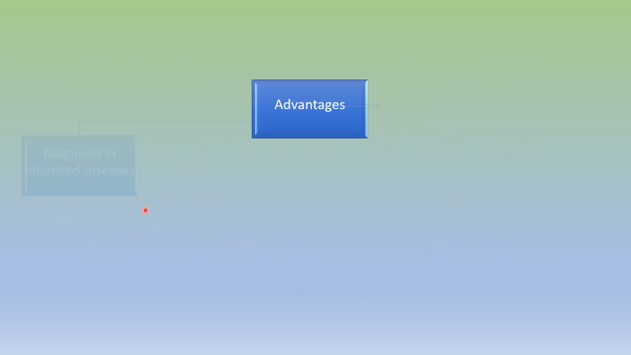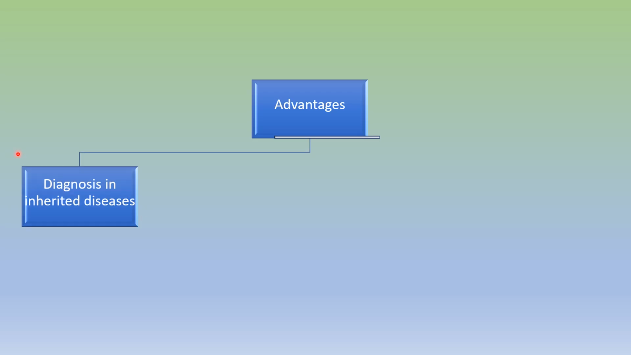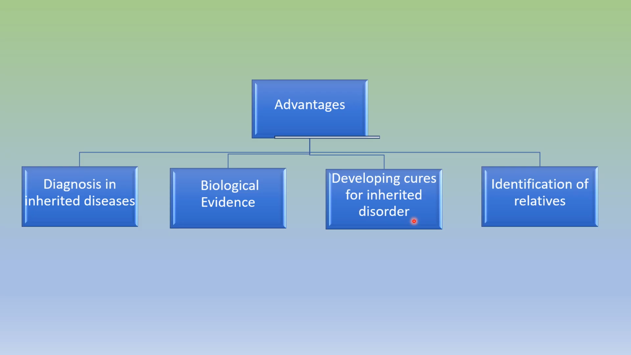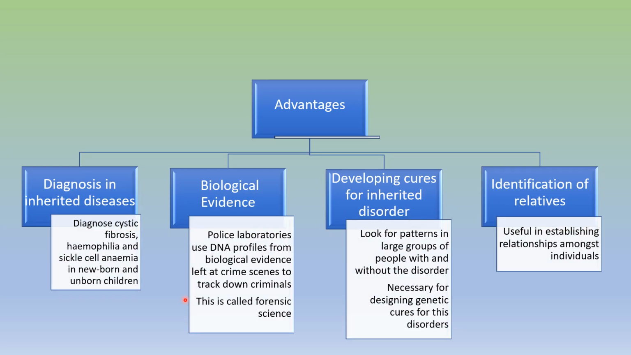Now, the advantages of DNA profiling. 1, diagnosis of inherited diseases. 2, biological evidence. 3, developing cures of inherited disorders. And the fourth is identification of relatives. Under each one, diagnosis of inherited diseases means diseases that an unborn or a newborn child has inherited from their parents. DNA profiling is used for that.